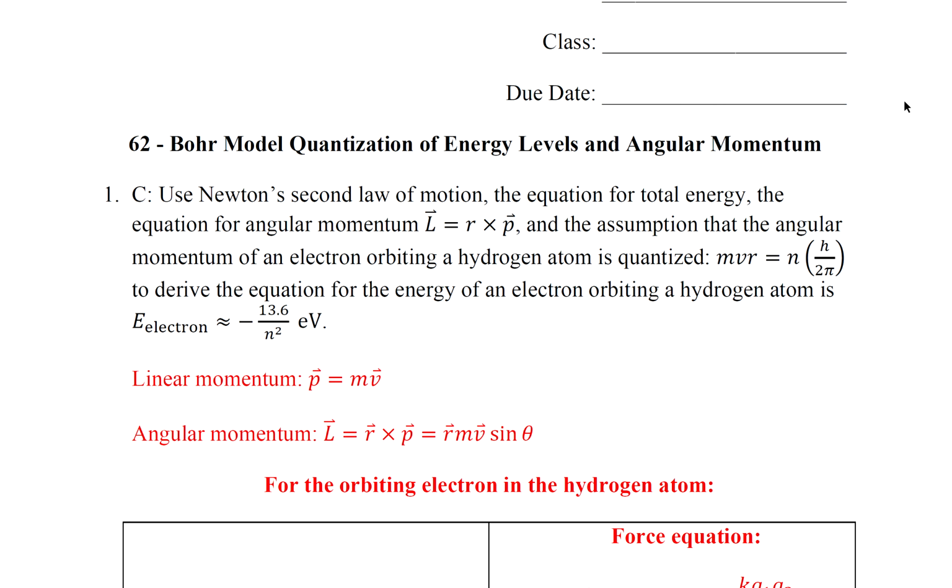Question number 1. Use Newton's second law of motion, the equation for total energy, the equation for angular momentum, and the assumption that the angular momentum of an electron orbiting a hydrogen atom is quantized to derive the equation for the energy of an electron orbiting a hydrogen atom. This equation is incredibly important in physics, so let's see how it was obtained.